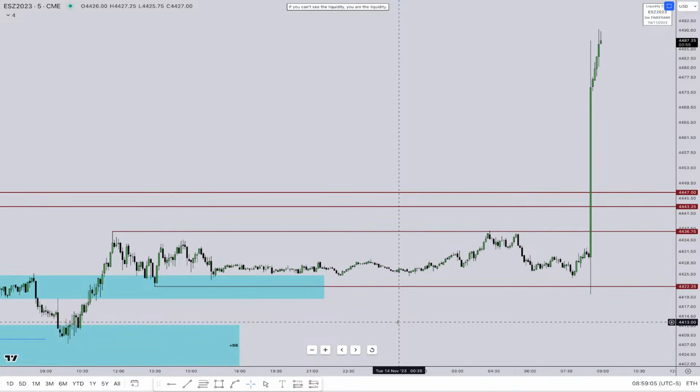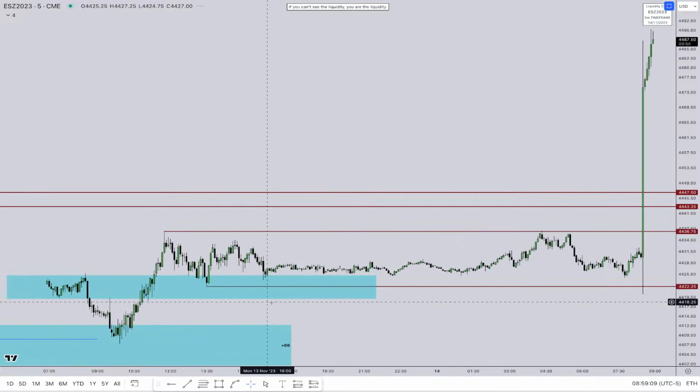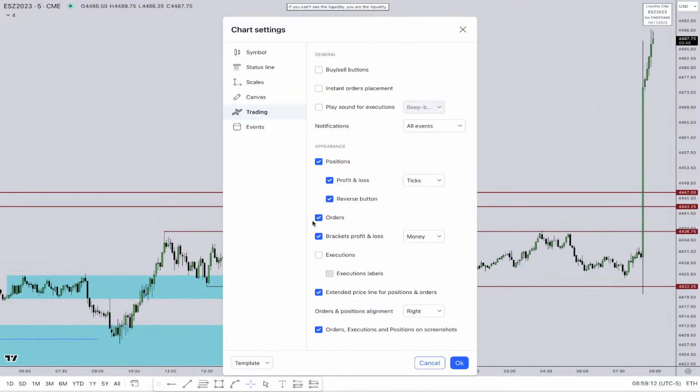Now, for the people who are going to be mentioning that, oh, you were trading this. No, I didn't. I wasn't trading this. You can see my positions I've entered before that here.